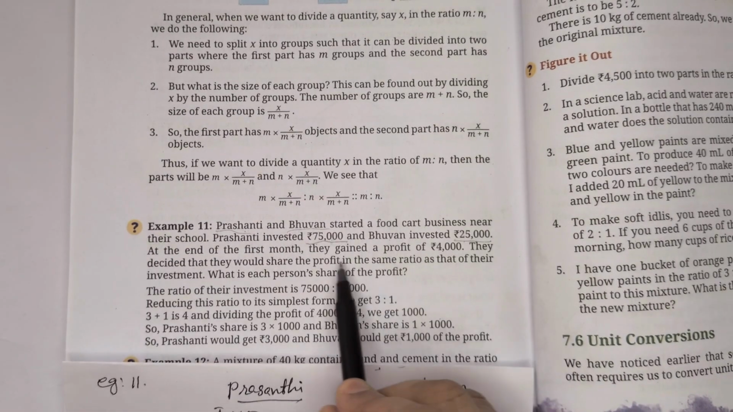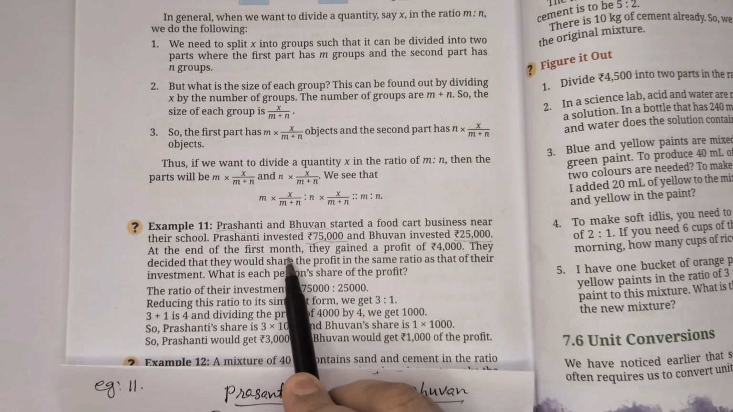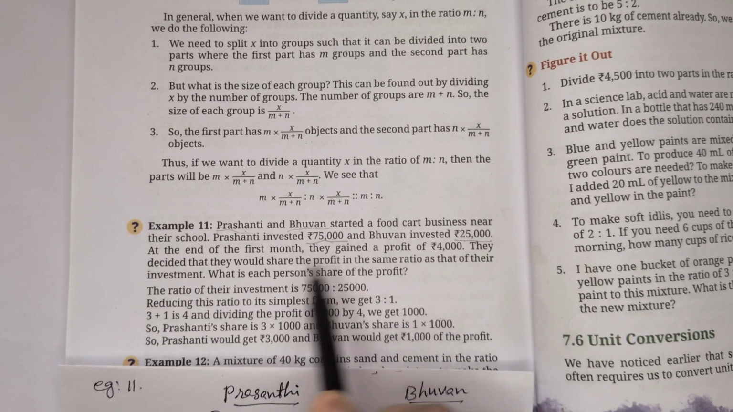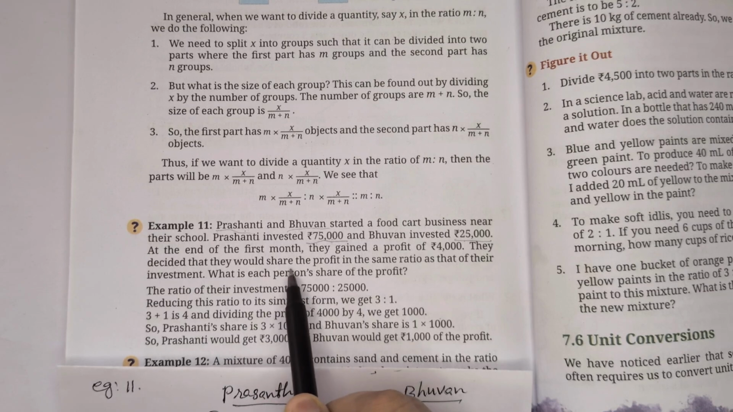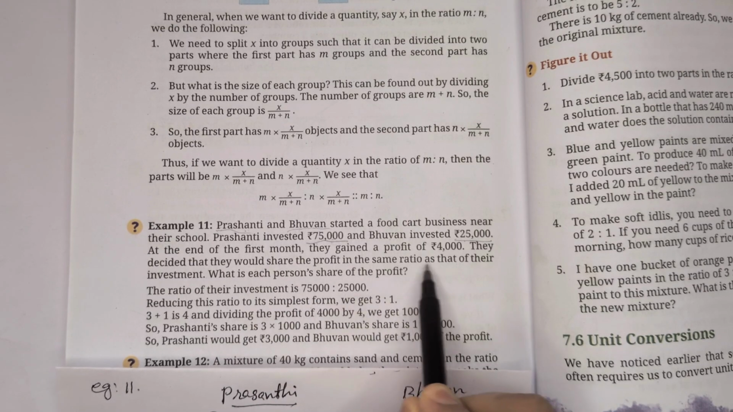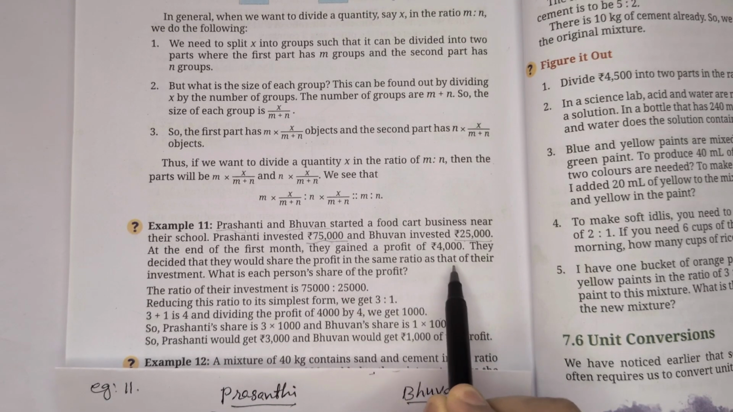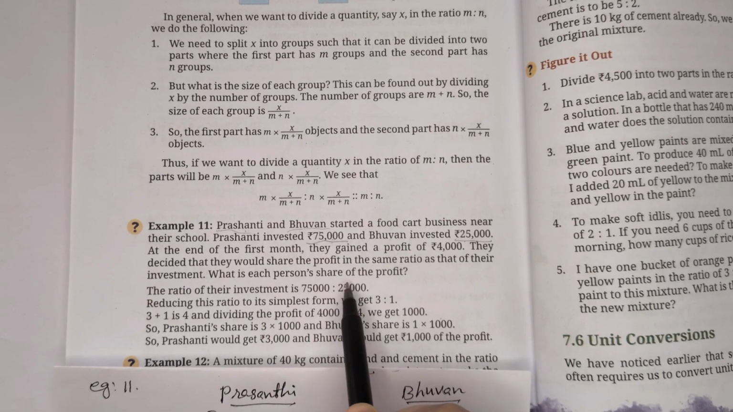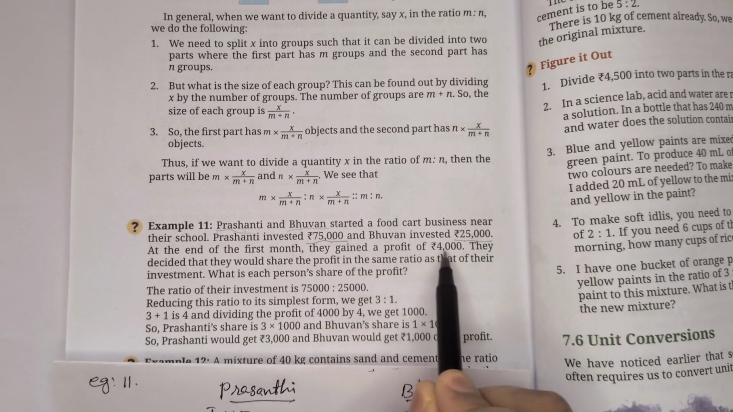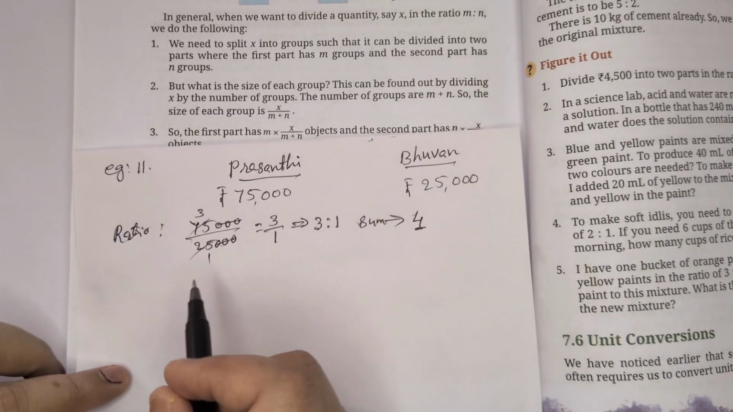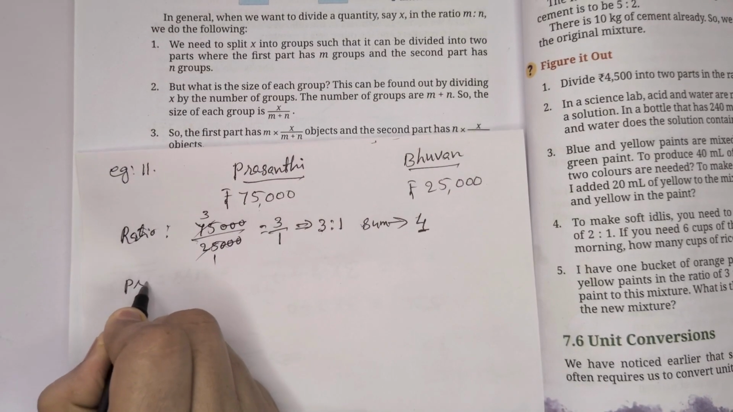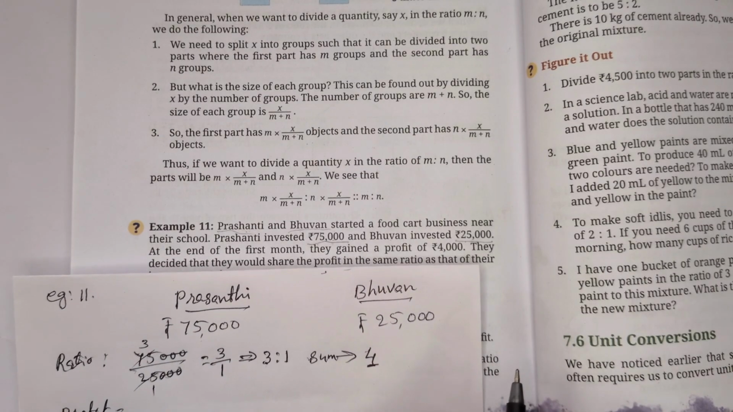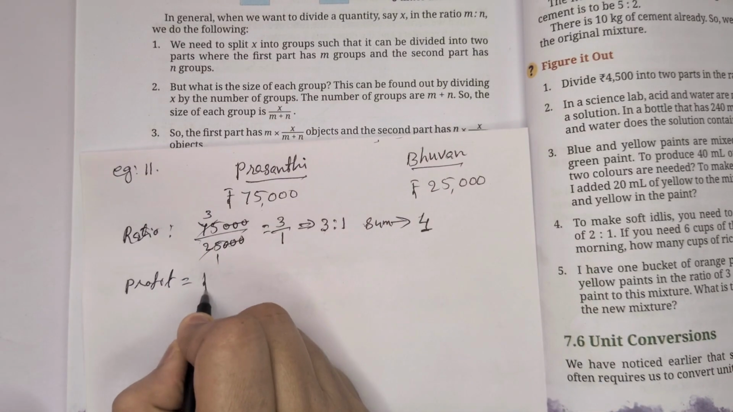Now here they say that at the end of the first month, they gained a profit of rupees 4,000. They decided to share the profit in the same ratio as their investment. What is each person's share of the profit? Here the profit is rupees 4,000.